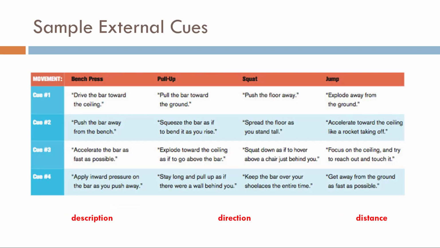So here are a few examples for the external cues using description, direction, and distance. In that first one, bench press, drive the bar toward the ceiling. That was similar to the one we just saw. In the squat, from case number 3, squat down as if you hover above a chair just behind you. So as you look through these, you can see that they're using real-world examples, and they're not saying anything about joints or muscles or body parts. It's all about what you want to do with that external load, where you're pushing it, right? So these are external cues.